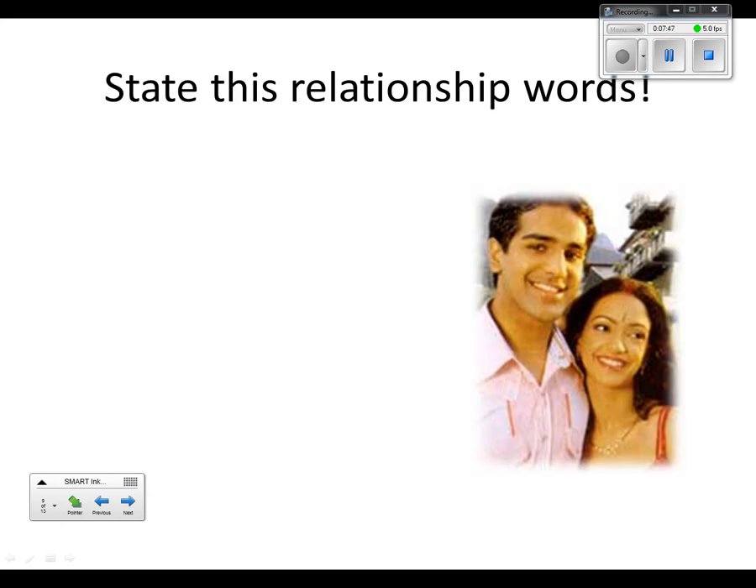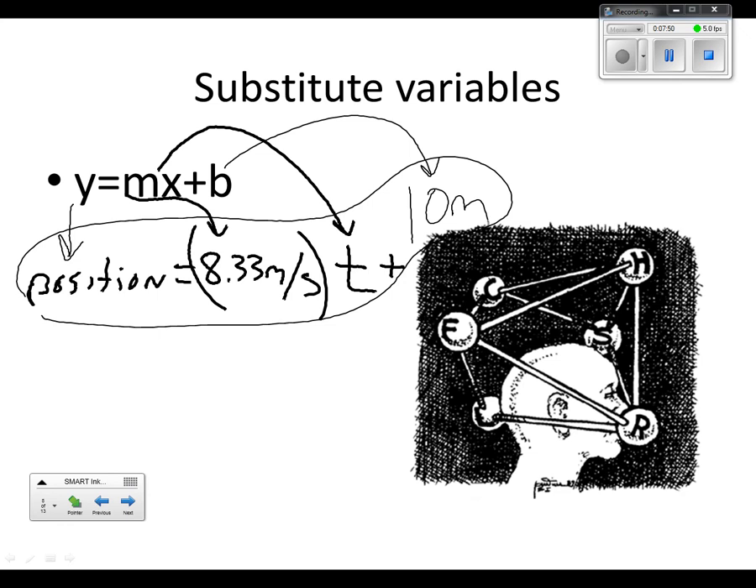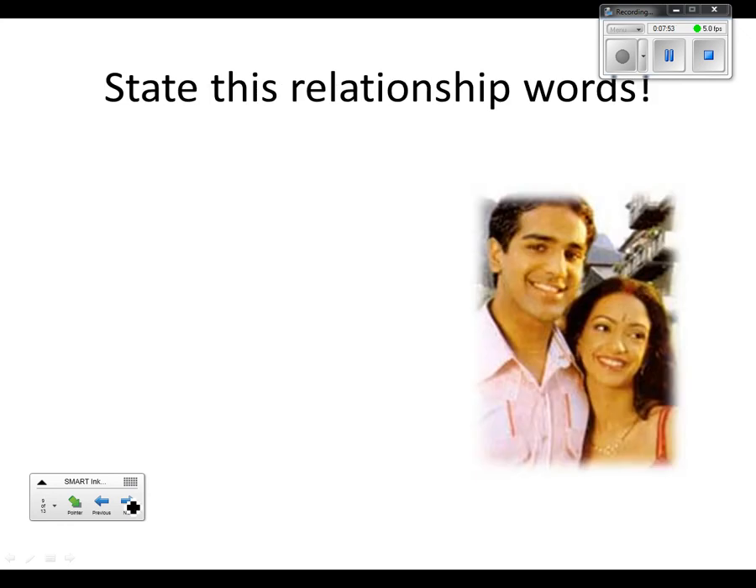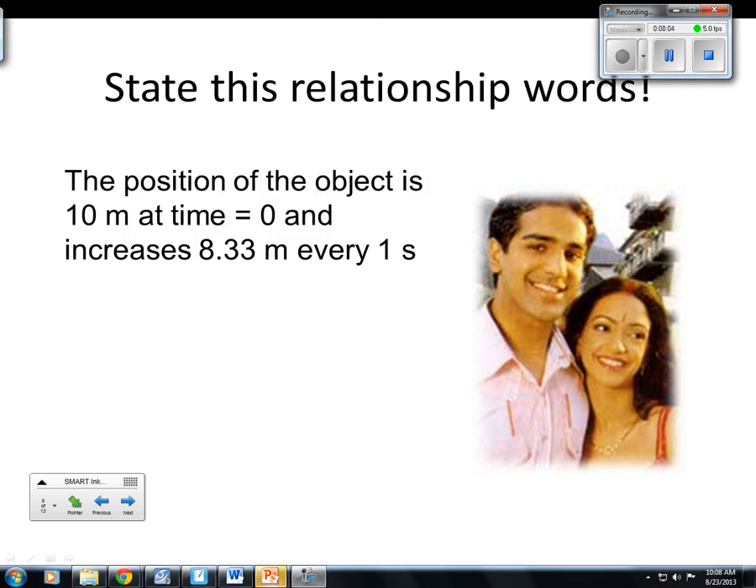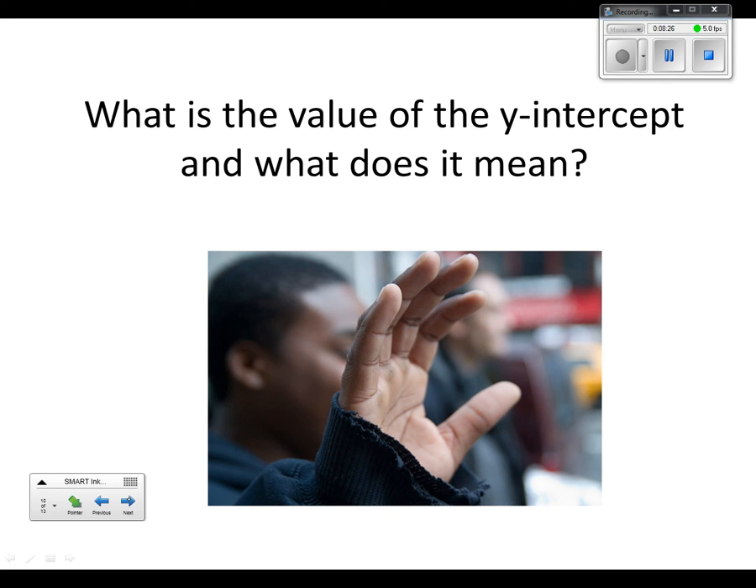State this relationship in words. I would say it like this: the position of the object is 10 meters at time equals 0 seconds, and position increases 8.33 meters every 1 second. And so you just use the slope. So you kind of know what the rate of the speed is then, because it goes 8.33 meters every second. So, all right.